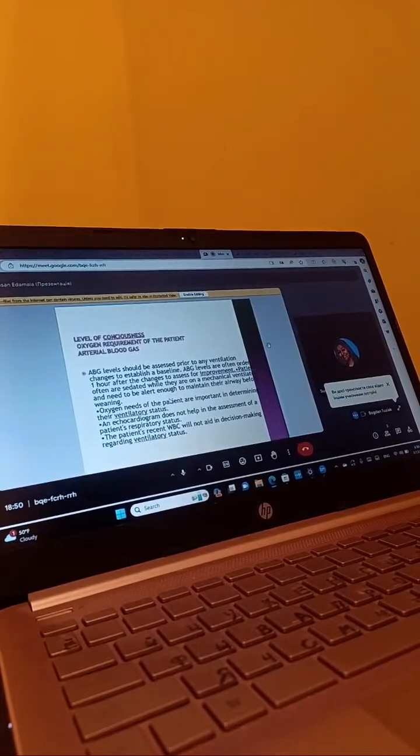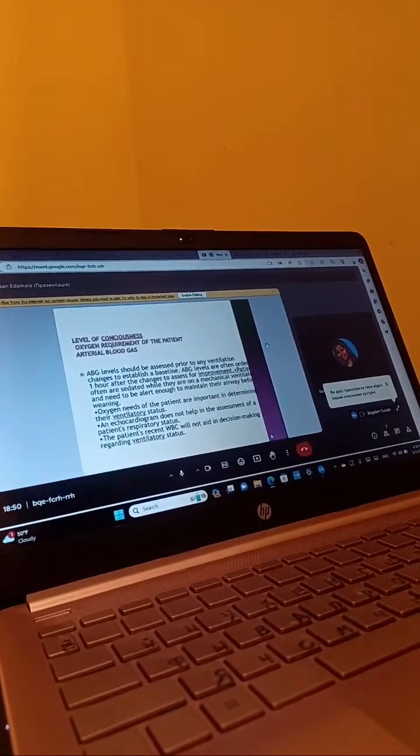Level of consciousness, oxygen requirement of the patient, arterial blood gas. So now we are convinced with the answers. ABG levels should be assessed prior to any ventilation change to establish a baseline.